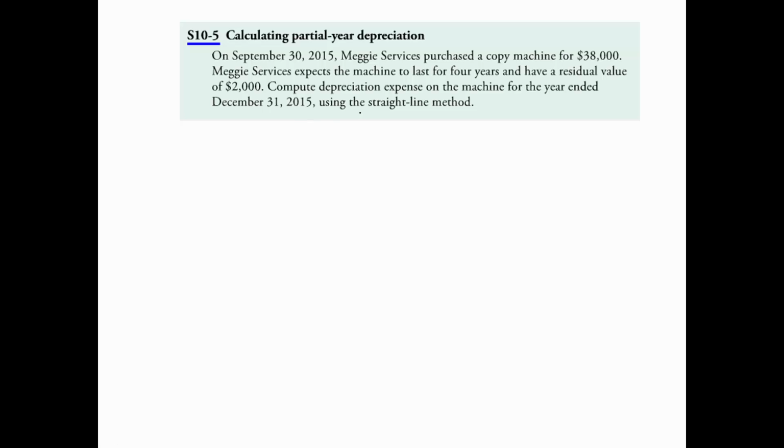So in this example, we purchased it on September 30th, which really means we used it for October, November, and December. So we used it for 3 months of this year. We purchased it for 38. We expect it to have 4 years, a residual value of 2, and we're using straight line. So we calculate what it would be for a whole year using straight line, and then we just take that for 3 months.